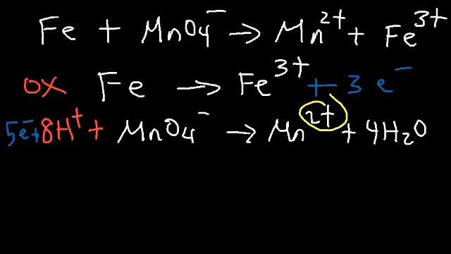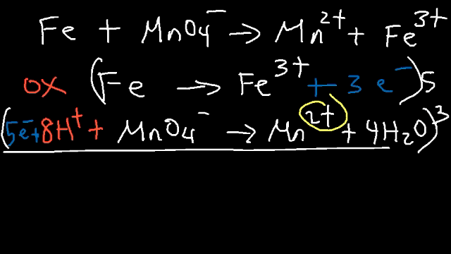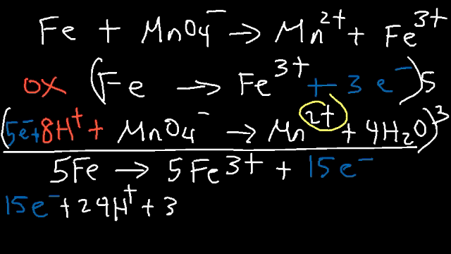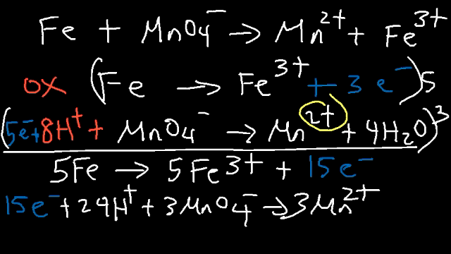The least common multiple between 5 and 3 is 15. So to get to 15, we need to multiply the first equation by 5 and the second equation by 3. So for the first equation, it's going to be 5 Fe yields 5 Fe3+ ions plus 15 electrons. And for the second equation, it's going to be 15 electrons plus 24 H+ ions, and then 3 permanganate ions, and that's going to turn into 3 manganese 2+ ions and 12 water molecules.